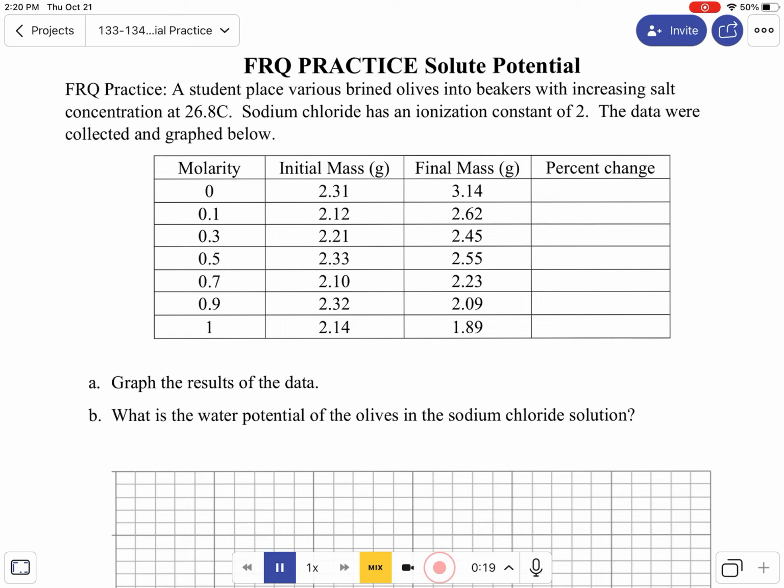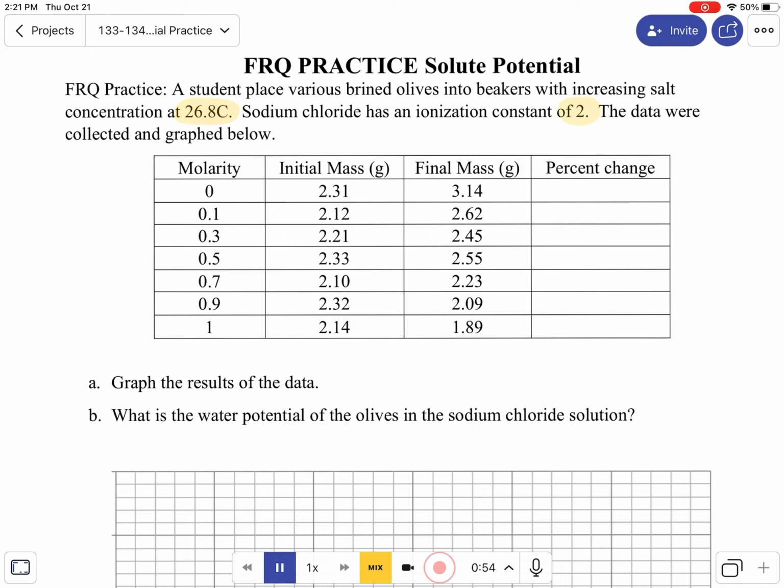So the background information is that a student placed various brined olives into beakers with increasing salt concentration at 26.8 degrees Celsius. Sodium chloride has an ionization constant of 2, and the data were collected and graphed below. So in this background information, they give you the temperature of the solution, and they give you the ionization constant of sodium chloride, because you are not expected to memorize the ionization constants. And since this was not sucrose, the FRQ gave you that information.